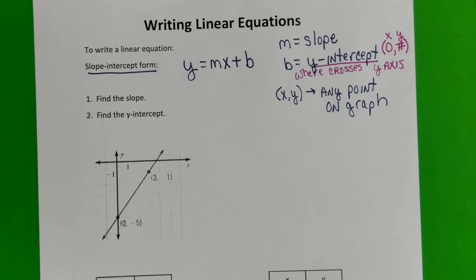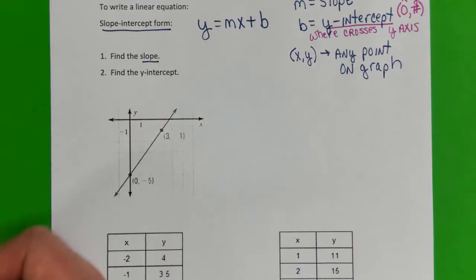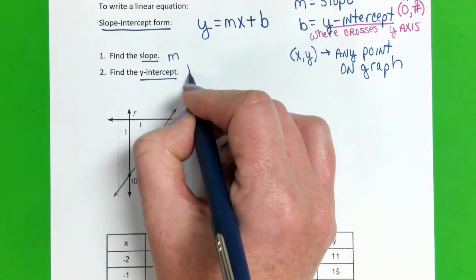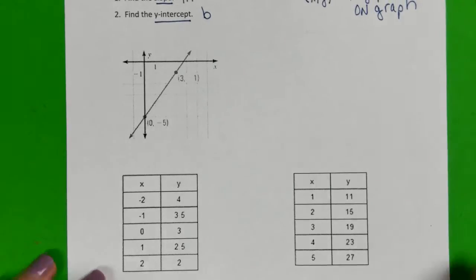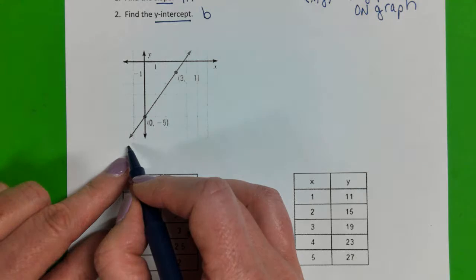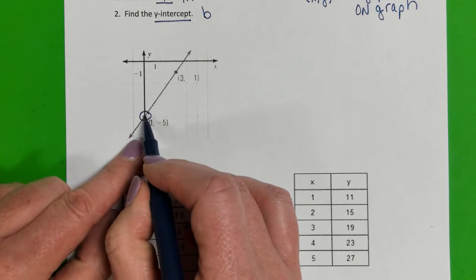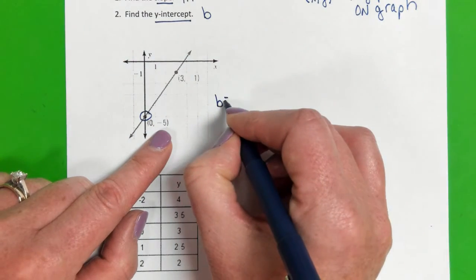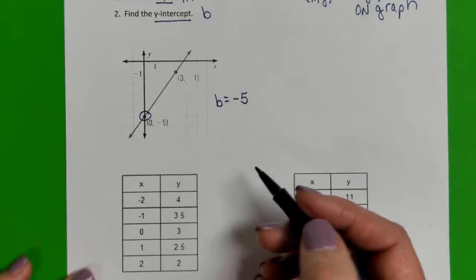So if we're going to write an equation in slope-intercept form, first we need to find the slope, which is our m. Then we need to find our y-intercept, which is our b. Okay, if we have a graph, this is super easy. Look at our graph. I have points labeled for you, and even if they're not labeled, look right here. This is your y-intercept. This is where it's crossing the y-axis. Our y-intercept is -5.